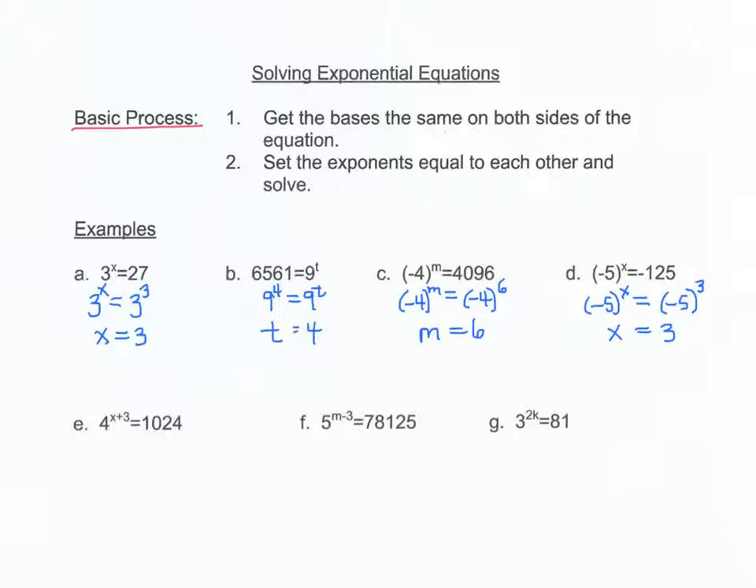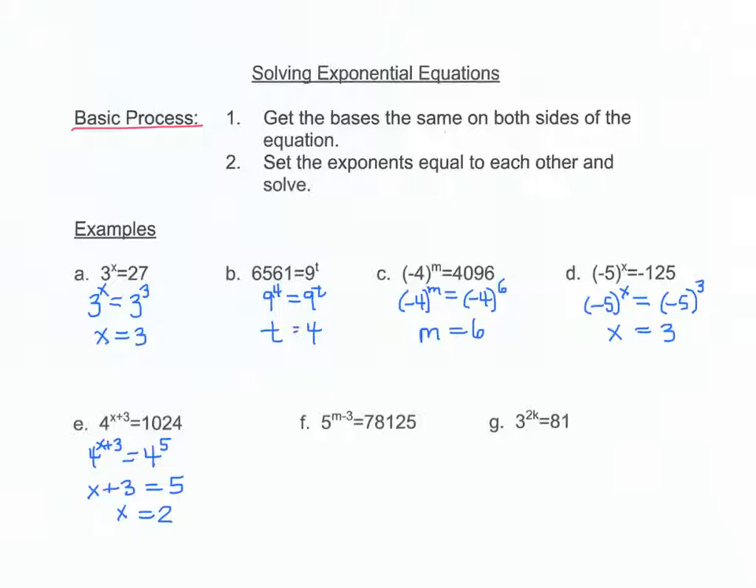Next one, 4 to the exponent x plus 3 equals 1,024. 1,024 can be written as 4 to the exponent 5. So now I have the base the same on both sides of the equal sign. Step 2 is to set the exponents equal to each other and solve. So in this case, if x plus 3 equals 5, we know that x must equal 2.